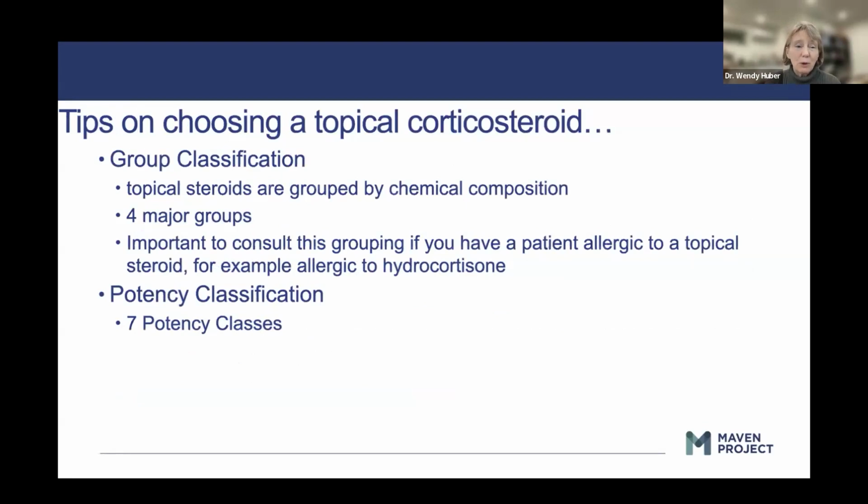So when choosing a topical corticosteroid, there are two things that I wanted to make sure you were aware of. One was group classification and one was potency classification. And I think you're probably all aware of the potency classification. The group classification is very important when you're dealing with people that have an allergic contact dermatitis, and they're actually allergic to the corticosteroid. So it will actually help you to figure out what topical corticosteroid they can use that's safe for them. And there are 4 groups in the group classification, and then the potency classification has quite a few classes.